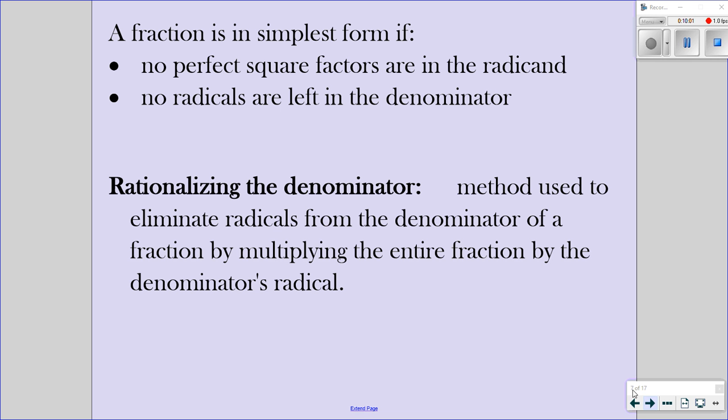Next one, a fraction is in its simplest form if there are no perfect square factors in the radicand, and no radicals are left in the denominator. So if there is a square root in the denominator, we need to rationalize the denominator. Rationalizing the denominator is a method used to eliminate radicals from the denominator of a fraction by multiplying the entire fraction by the denominator's radical. Sounds like a mouthful, but we're going to do an example so you understand what is going on.